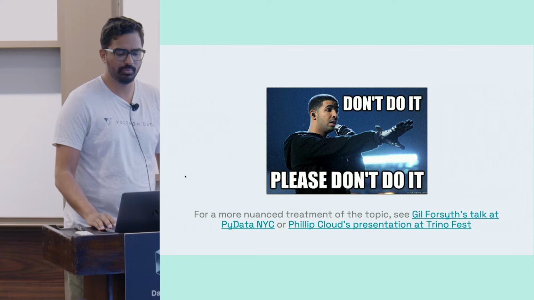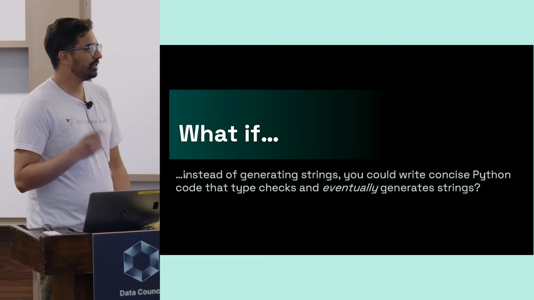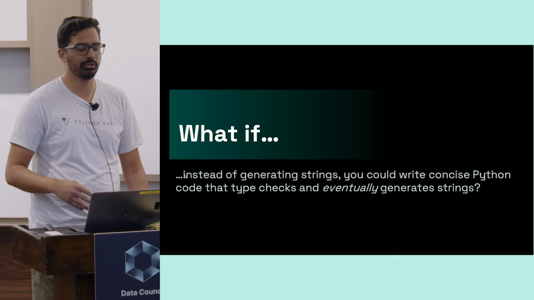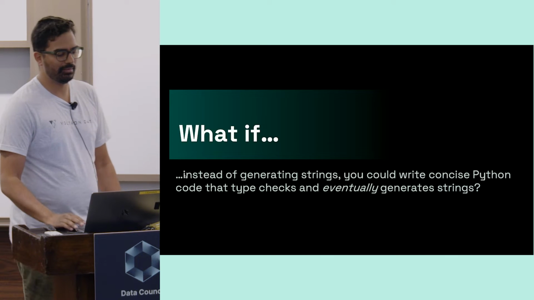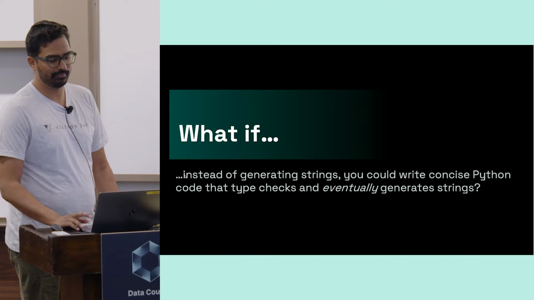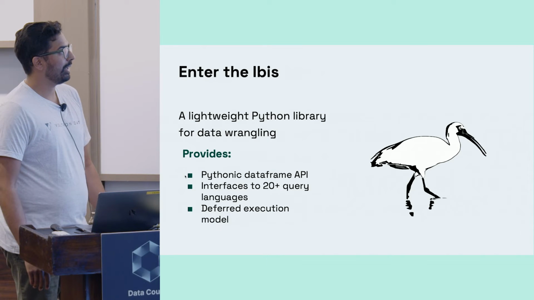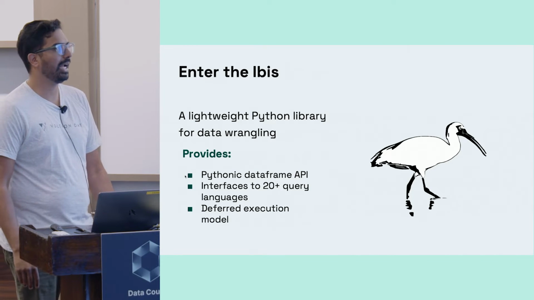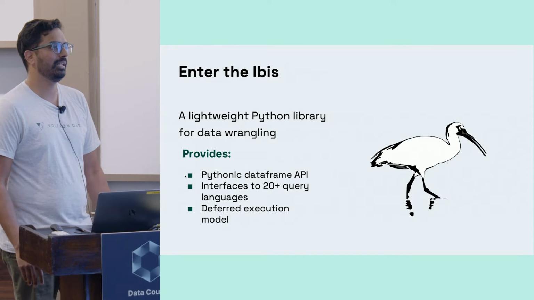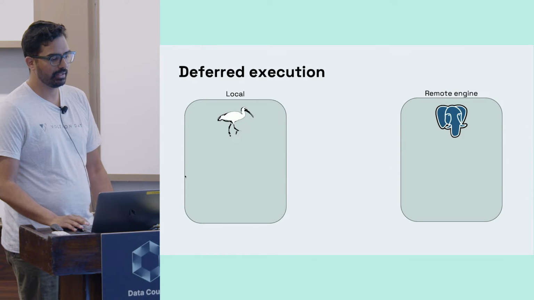Okay, so what do we actually do? What if, instead of generating strings, you could write concise Python code that gets type checked and eventually generates strings? And what if I told you that there's a library out there that does that for you? And that is Ibis. Ibis is a lightweight Python data frame API. It provides the interface to 20 plus backends. And on top of that, it provides a deferred execution model. What does that look like?